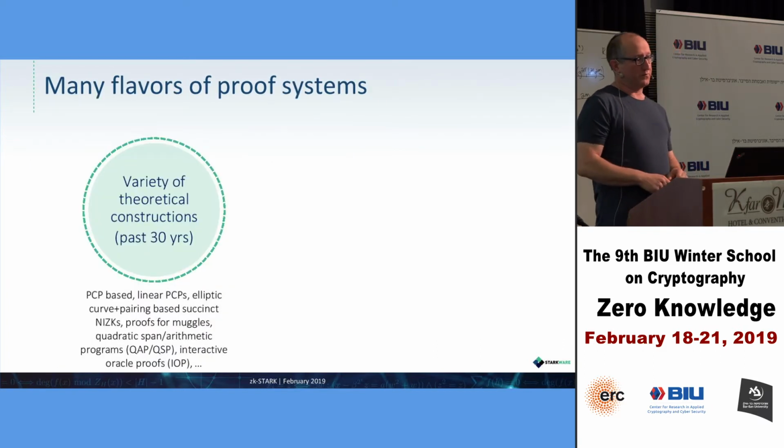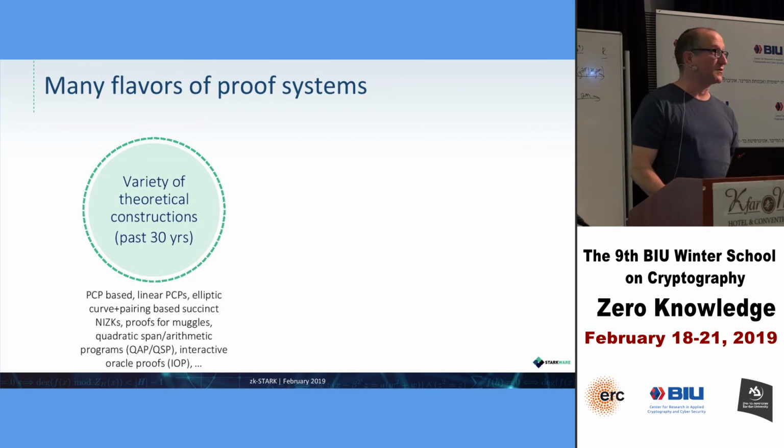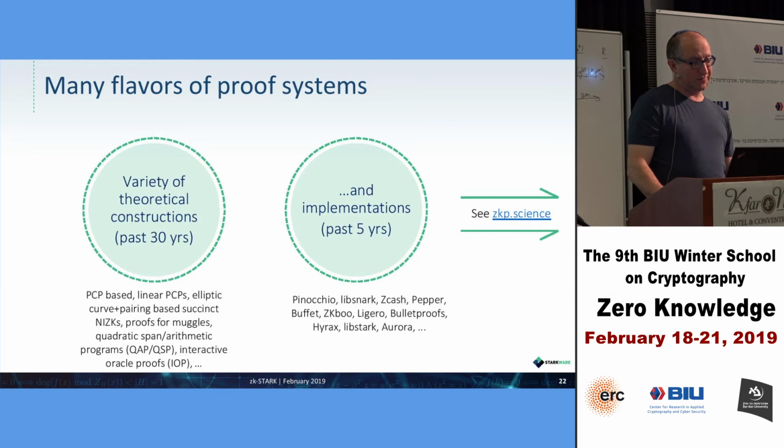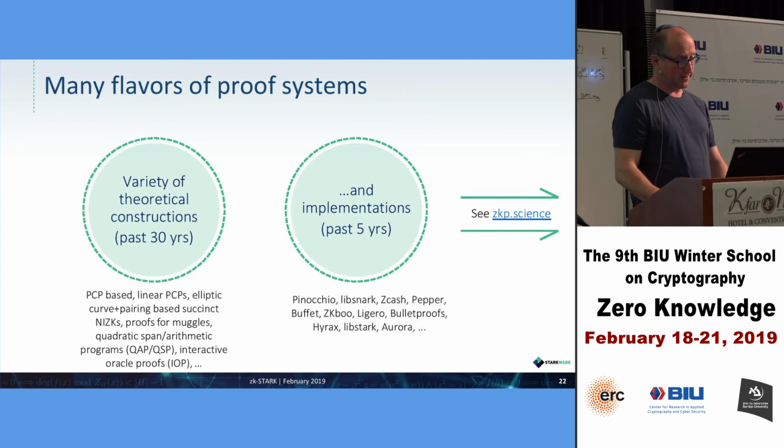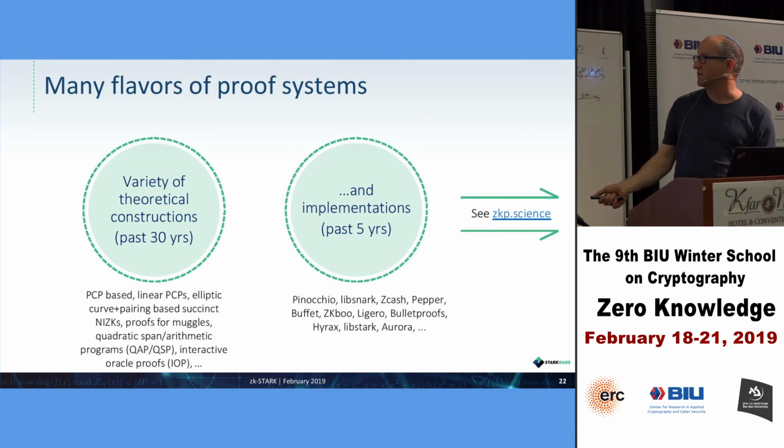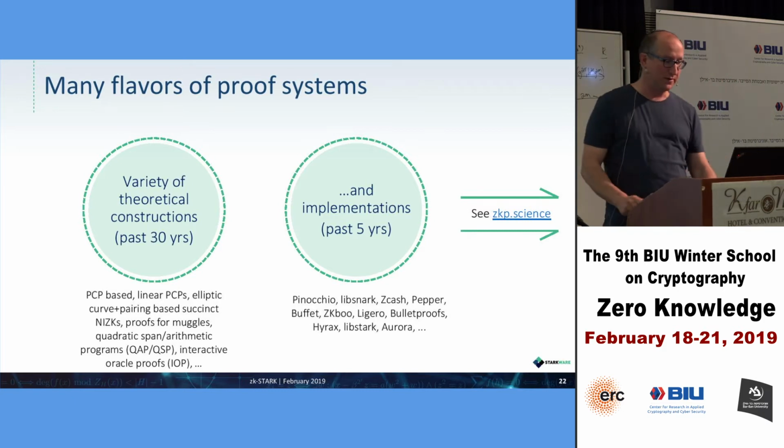So there are many flavors of proof systems based on beautiful constructions. You heard a lot about them, the bilinear pairing ones, the linear PCPs, the ones based on secure multi-party computation, based on a whole bunch of proofs for muggles and IP. And over the past 5 years, or maybe 6 or 7 years, there was also a large and growing number of beautiful implementations. Pinocchio, LibSNARK, you heard about Ligero, Hyrax, a whole bunch of them. And there's this website that you're invited to go to, and there's a very big list of resources there to be read.